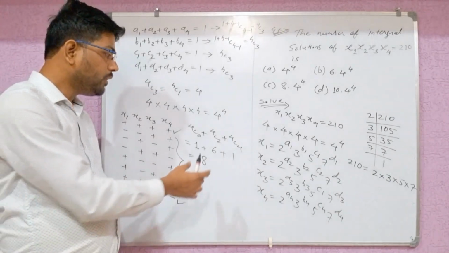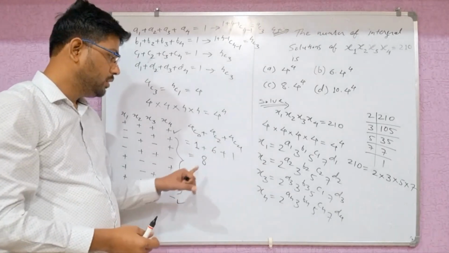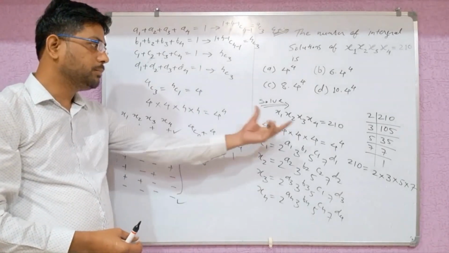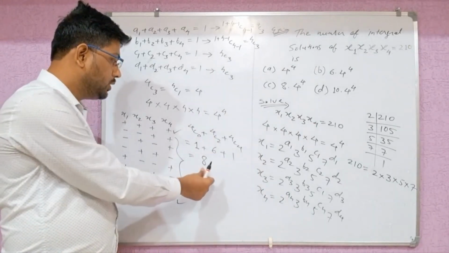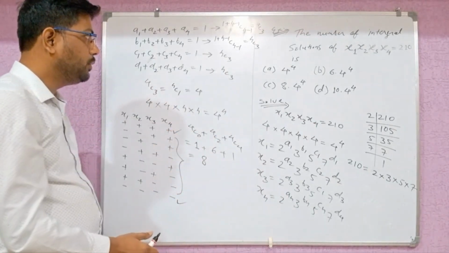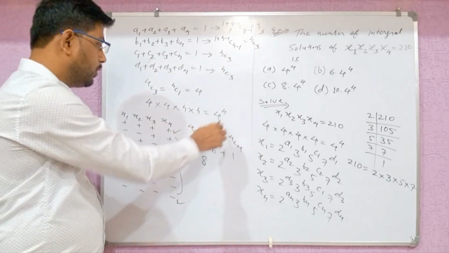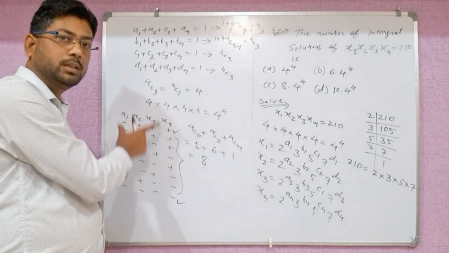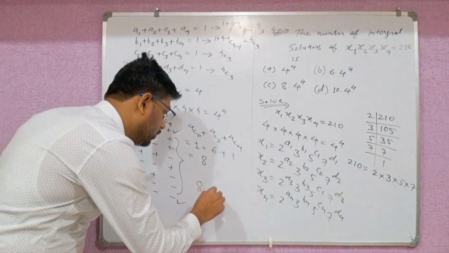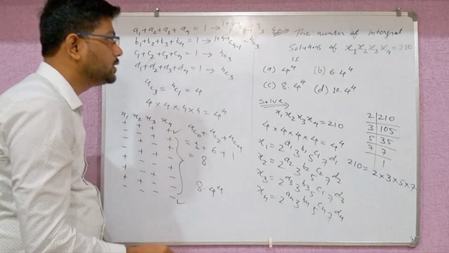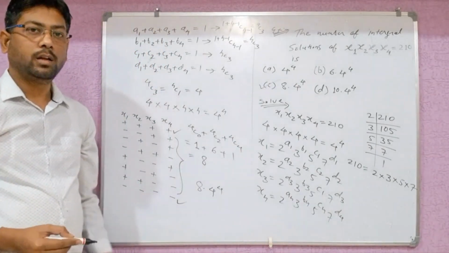So these 8 will be the total number of ways when these combinations can be negative also. So the total number of solutions will be 4 to the power 4 into 8, because these 8 combinations will be there. So the final answer is 8 into 4 to the power 4. That is option C. So this is the final answer.